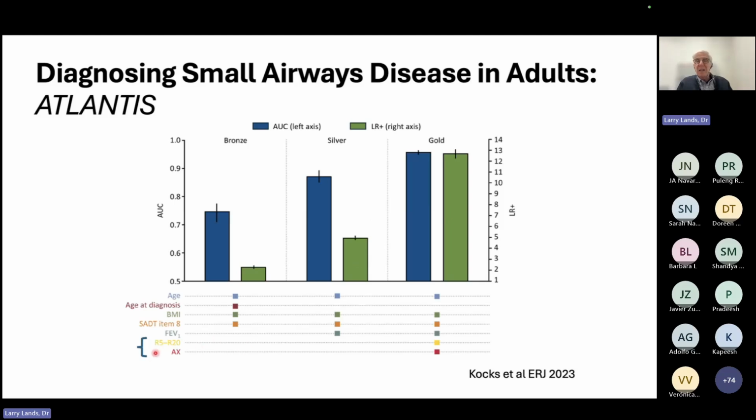However, when they added in oscillometry measures, in this case the R5 to R20 difference and the area under the reactance curve, the area under the curve for prediction and the likelihood ratio were markedly elevated. So these can add to spirometry. I'm not saying throw out spirometry.